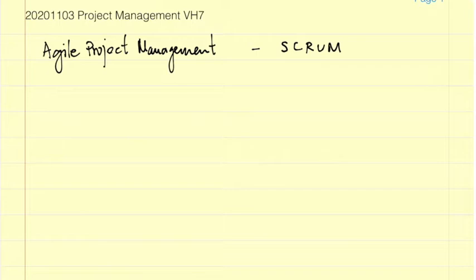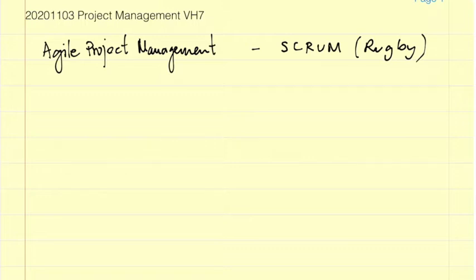Just so that you know, this word comes from rugby. It's the formation that players take when the game starts. They cross their arms and they form a group, a very compact group of players that fight for the ball.